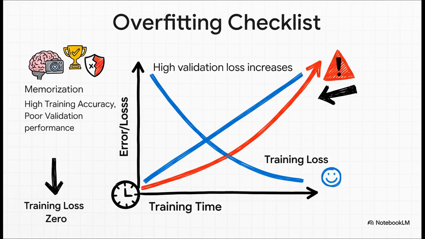Your training loss is going down, which looks good, but your validation loss starts to creep back up. That is a massive red flag. It means the model's acing the practice test, but it's not actually learning the subject. If you see that happening, you need to stop training immediately and either add more diverse data or use some other techniques to prevent the memorization.